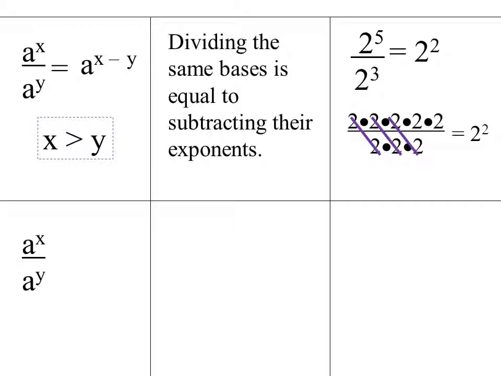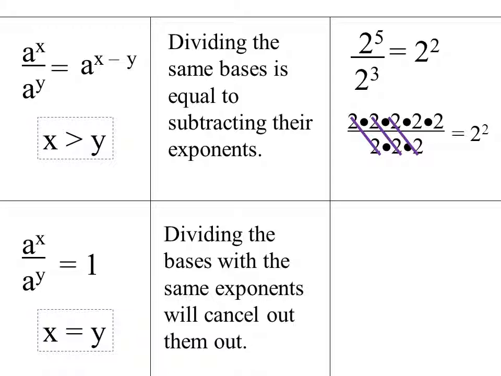Here's another. A to the x over a to the x. If we divide bases with the same exponent, they'll cancel each other out. 2 to the third power over 2 to the third power is just going to give me 1. Here's a visual.